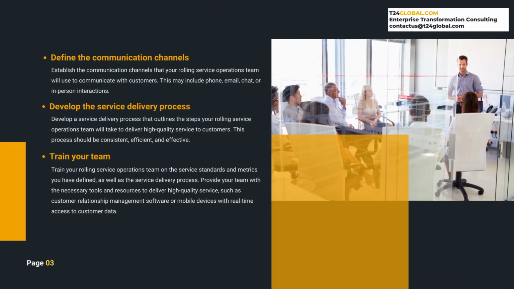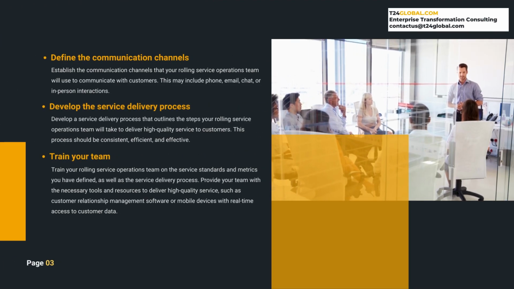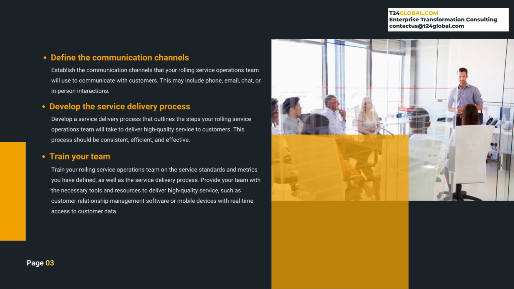We need to establish the communication channels that your rolling service operations team will use to communicate with customers. This may include phone, email, chat, or in-person interactions. We need to develop a service delivery process that outlines the steps your rolling service operations team will take to deliver high-quality service to customers. This process should be consistent, efficient, and effective.